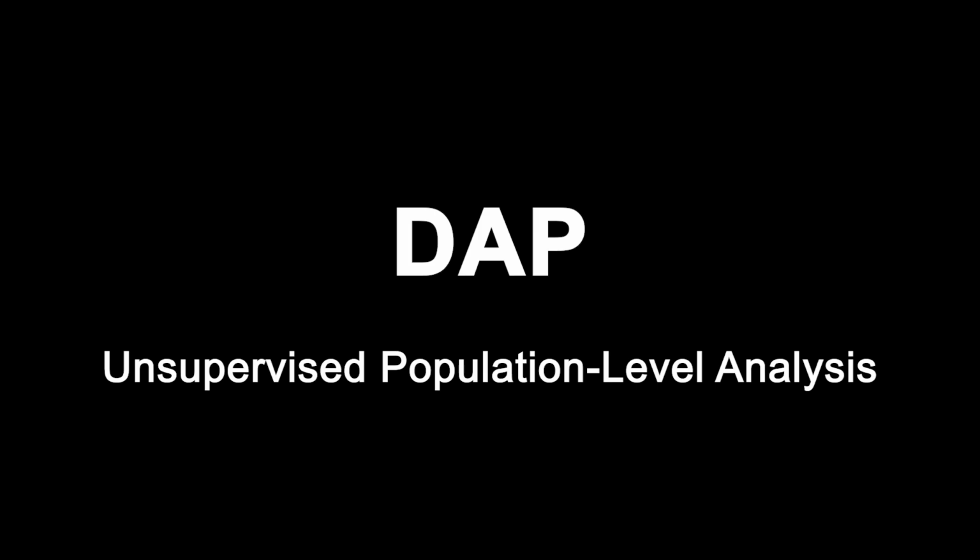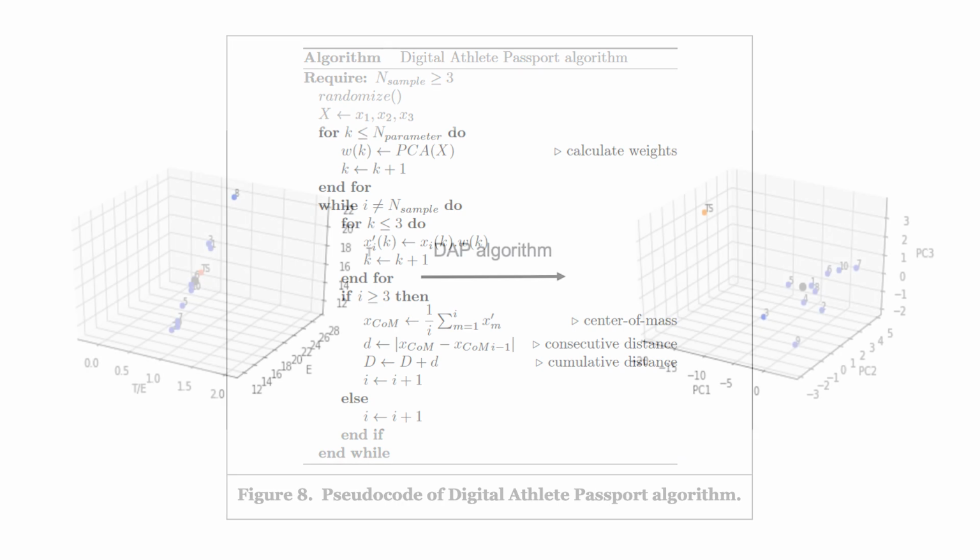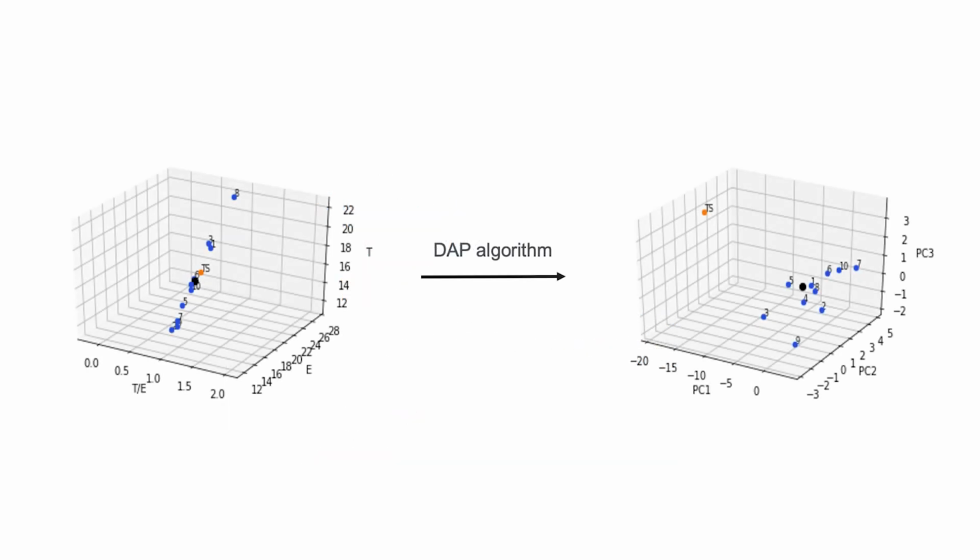Finally, the DAP module provides unsupervised anomaly detection by analyzing an athlete's longitudinal profile against population-wide trends. It transforms multi-biomarker profiles into a simplified, variance-preserving space and flags outliers exceeding population-derived thresholds.